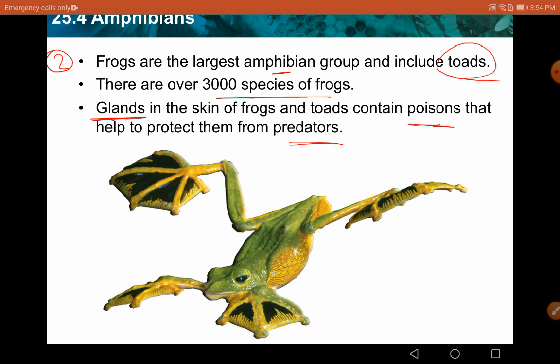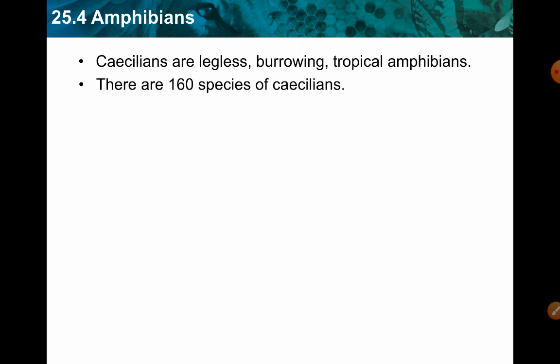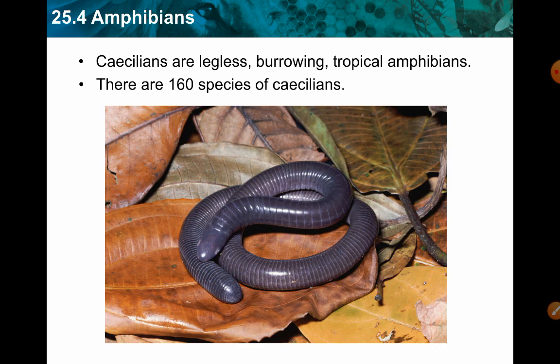The first one is this funny shaped animal, the salamanders. Number two, the frogs. And number three, the last group in our lesson today, which is named caecilians. Caecilians, guys, as you can see in this figure, this is one of them, are legless, burrowing tropical amphibians, and there are 1,160 species of caecilians in the world.